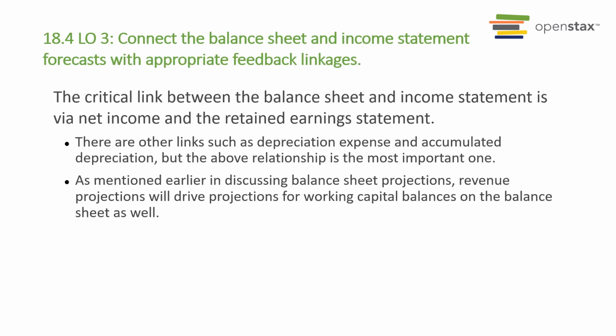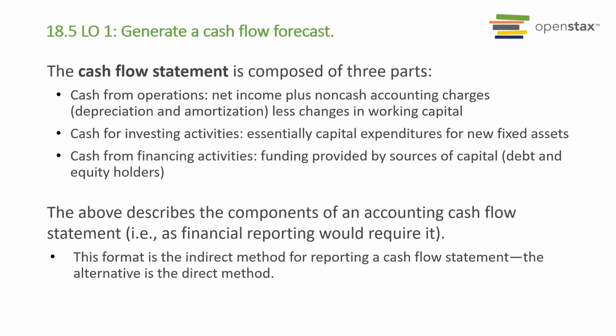The critical link between the balance sheet and income statement is via net income and the retained earnings statement. There are other links such as depreciation expense and accumulated depreciation, but the above relationship is the most important one. As mentioned earlier in discussing balance sheet projections, revenue projections will drive projections for working capital balances on the balance sheet as well. The cash flow statement is composed of three parts: cash from operations, which is net income plus non-cash accounting charges such as depreciation and amortization, less changes in working capital.